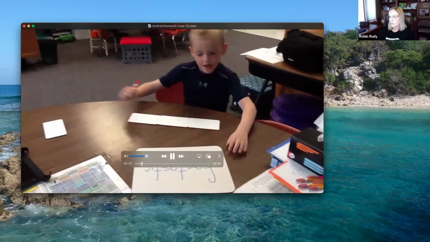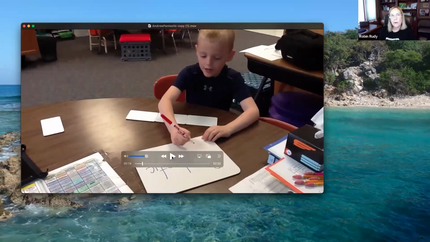What do you do first? I want to point out that Andrew is a kindergartner. So he's going to really demonstrate for you his depth of knowledge around closed syllables and his word to text skills on a multisyllabic word that he has not done before, okay?